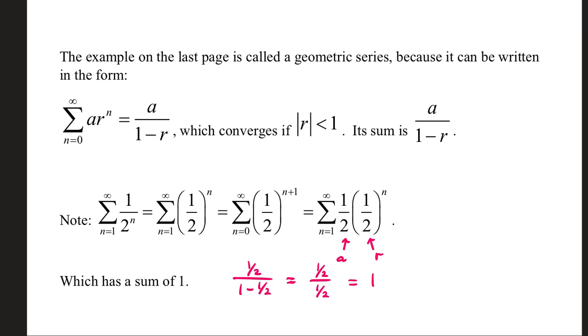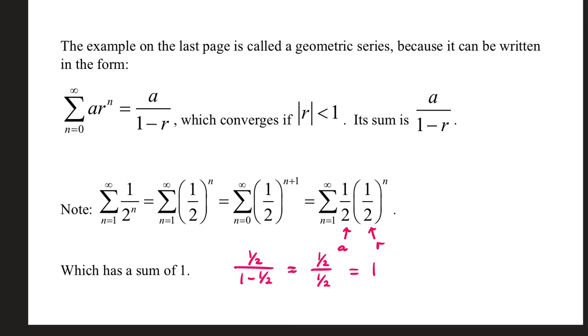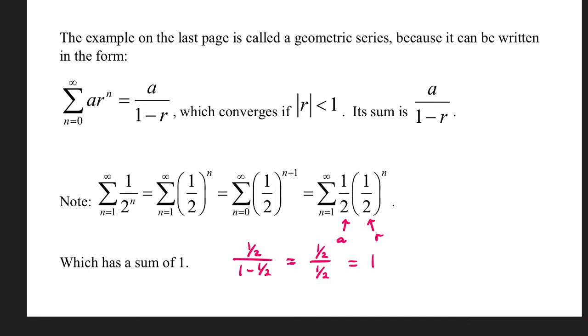The example that we did on the last slide, I mentioned it being easy to recognize as a geometric series. A geometric series, if you can write your infinite series in this format, where you have a leadoff term and a ratio that changes, then the sum of that infinite series will be a over 1 minus r, as long as that ratio's absolute value is less than 1.